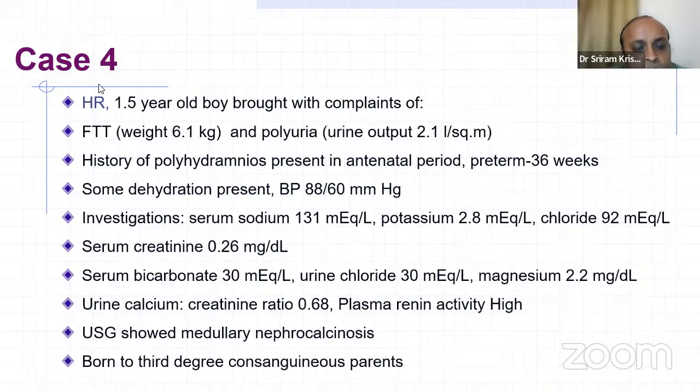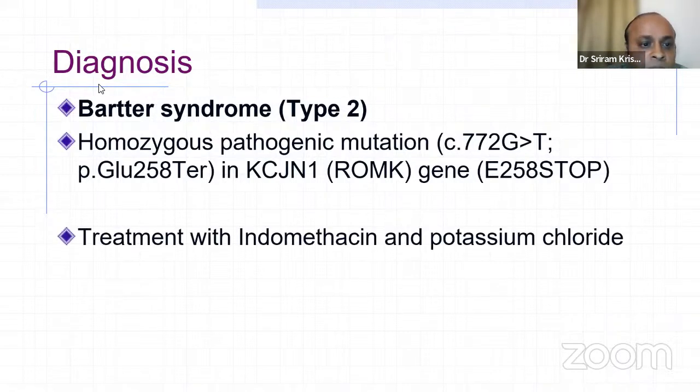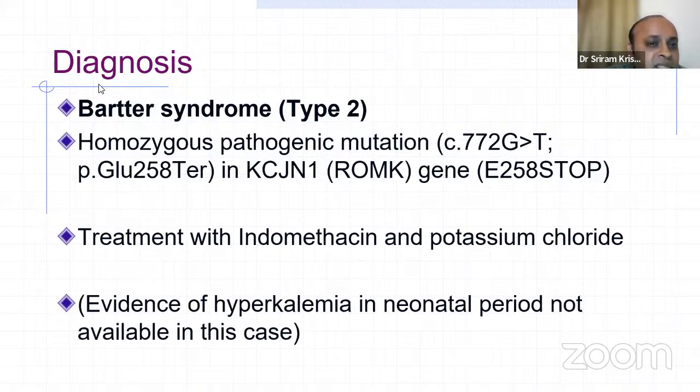He was born to 1st to 3rd degree consanguineous parents, and this actually showed a Bartter syndrome type 2, which is due to a homozygous pathogenic mutation in the gene coding the ROMK, which is the KCNJ1. And he was treated with indomethacin and potassium chloride. So in this case, we did not get evidence of hyperkalemia in the neonatal period. It might have been there. We could not document it. Information was not available. So this is an example of Bartter syndrome type 2 presenting with medullary nephrocalcinosis and failure to thrive.